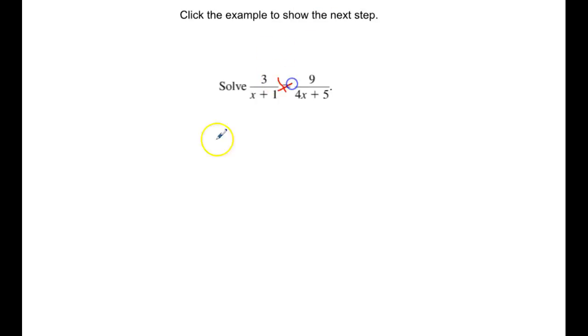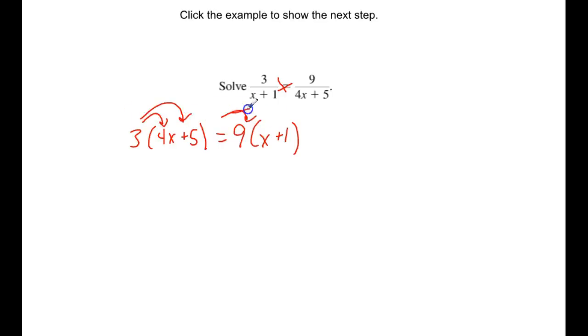So I go ahead and I cross multiply. I end up with 3 times the quantity 4x plus 5 equals 9 times the quantity x plus 1. So I multiply each numerator by the opposing denominator, and that's equal between them. Now I can use my distributive property and simplify a little bit further. 3 times 4x is 12x, 3 times 5 is 15, equals 9 times x is 9x, and 9 times 1 is 9. Now I just have a linear equation, so I can solve for my x.